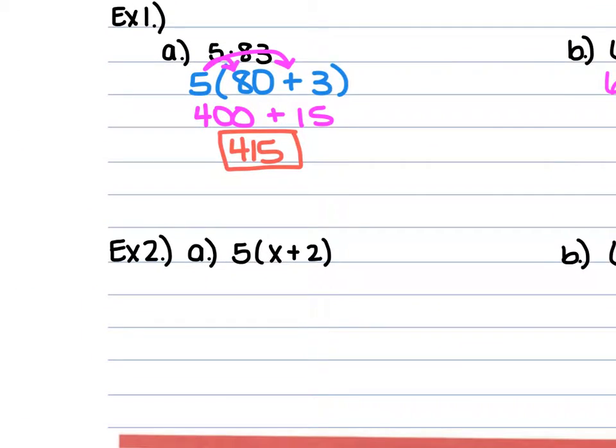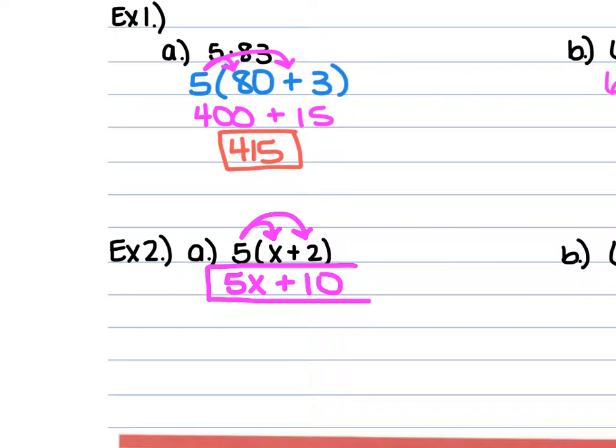If we look at example 2a, we have 5 times x plus 2. If we think order of operations, the x plus 2 we cannot simplify, so we're going to leave it x plus 2. Then we're going to distribute that 5 to give us 5x plus 10. Again, you cannot simplify that. They're not like terms, so we're going to leave it.